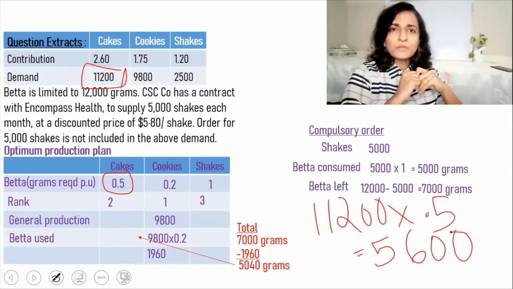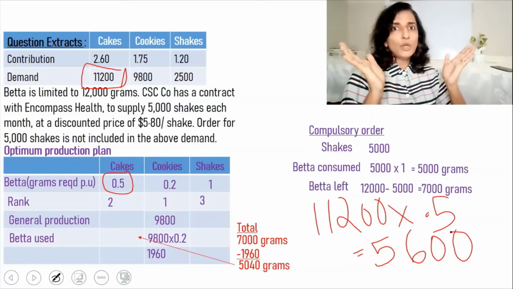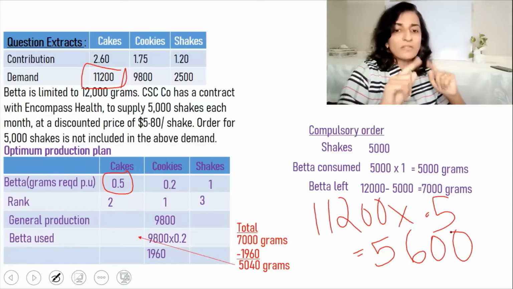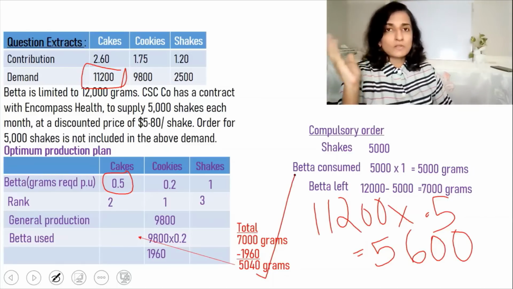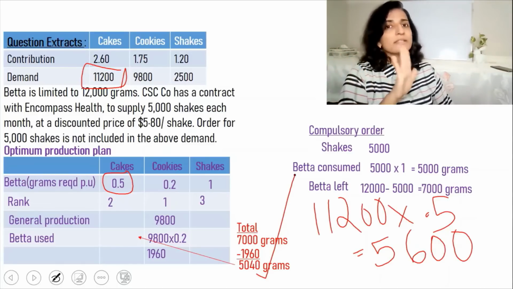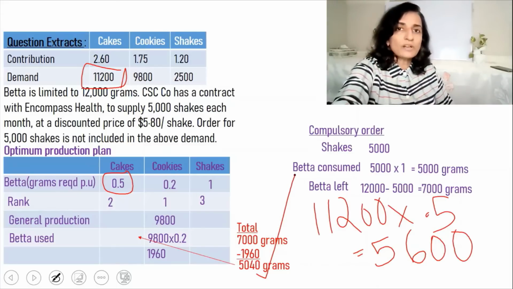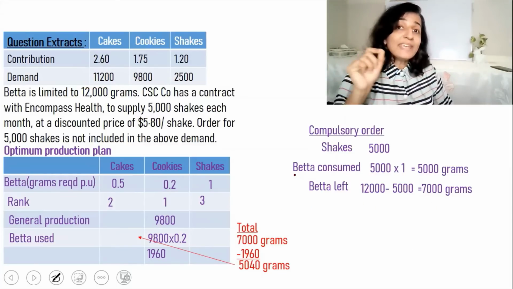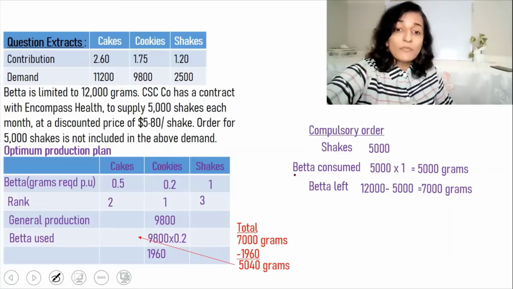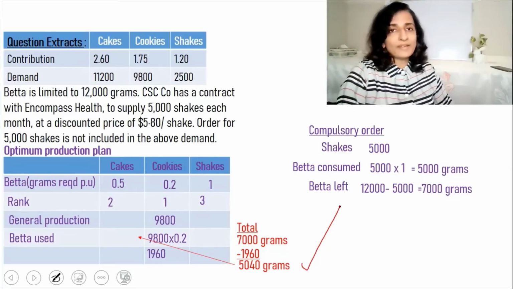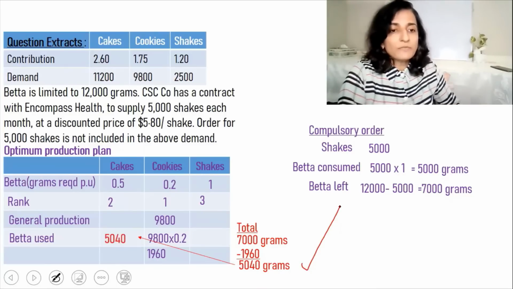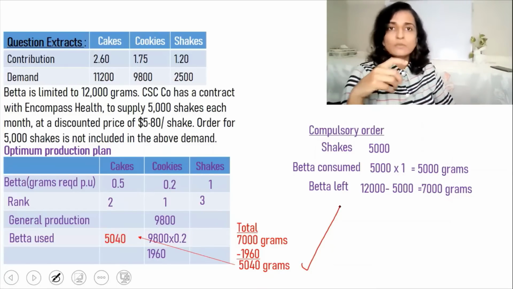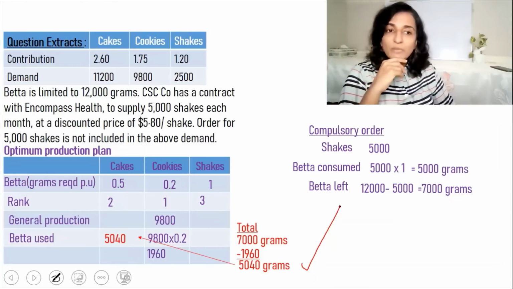But do we have 5,600 grams of beta? No. The grams of beta that is available is restricted to 5,040 grams. So we cannot make 11,200 cakes. So how many cakes can we make with 5,040 grams of beta? This is our next question. I'm going to just copy this 5,040 into the column of beta use, because that's the maximum quantity of beta that is available.